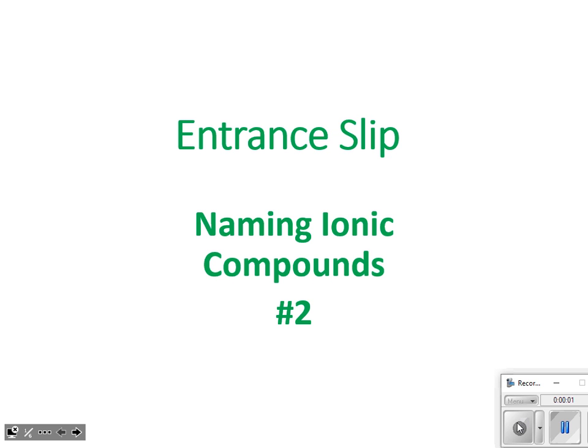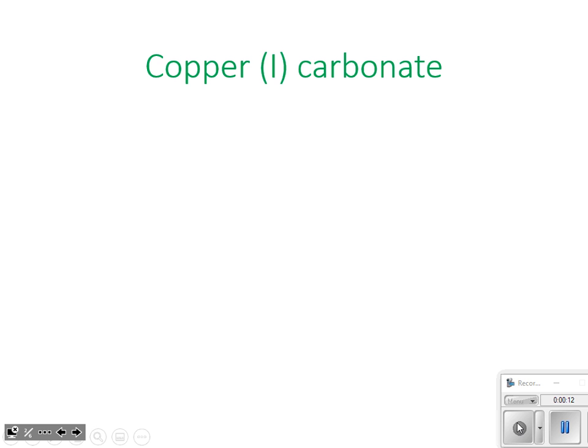We're going to go over our entrance slip over ionic compounds number 2. So let's start out by looking at copper 1 carbonate. Like we always do, folks, use a different color so I can see your corrections. I do go through and look at all these entrance slips because I like to see what is going through your minds and why you are missing things, if you are. It's a good way for me to check your stuff and see that you are getting what we are actually doing.